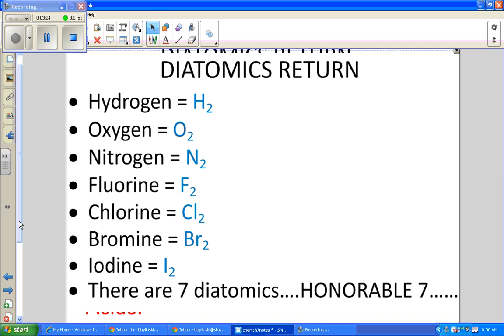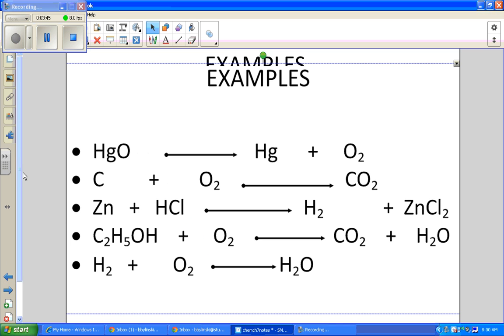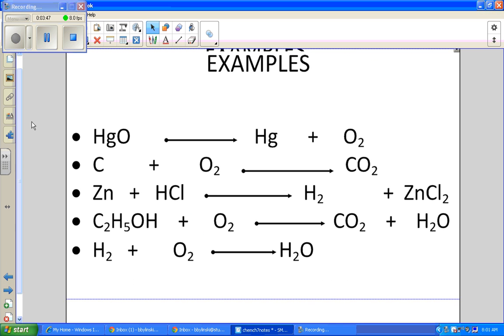That's where the honorable and honorable 7 comes from. F2, Cl2, Br2, and I2. And the 7 comes from the fact that there are 7 diatomics. F, Cl, Br, and I are in group 7. And then they also make a formation of the number 7 on the periodic table if you actually look at them. Alright, now here we have some examples.